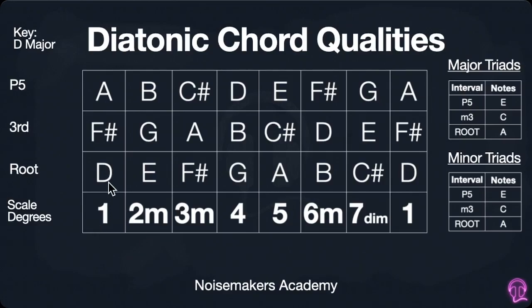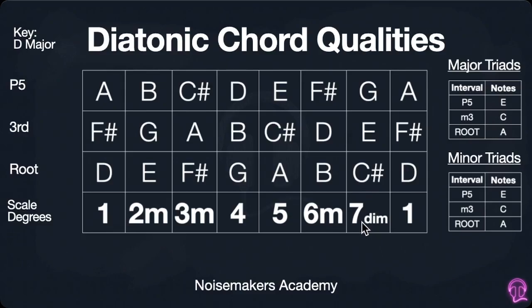So if we look at this D major scale, we have a D, E, F sharp, G, A, B, C sharp, and D. And diatonic chords are just a way of remembering that your 1 chord is major, your 2 chord is minor, your 3 chord is minor, your 4 chord is major, your 5 chord is major, your 6 chord is going to be minor, and your 7th chord is going to be diminished.